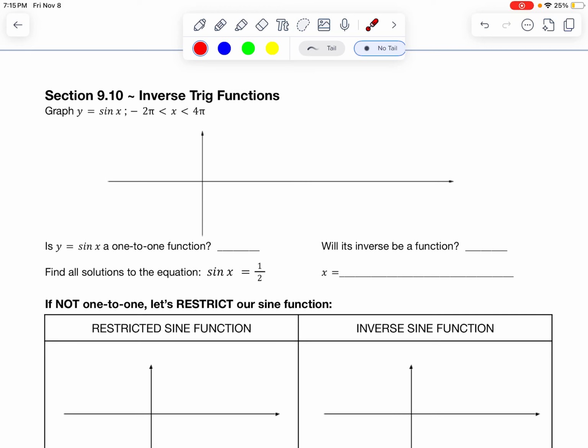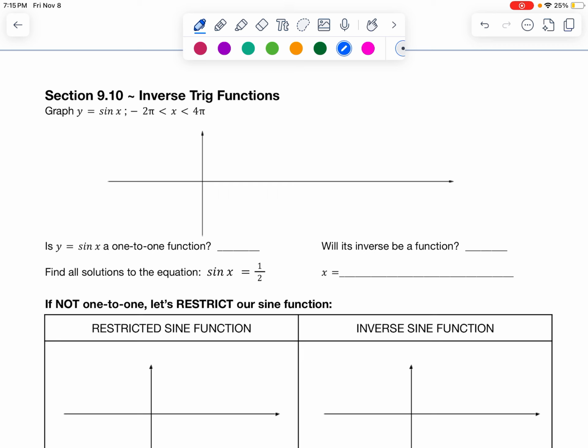All right, let's go ahead and talk about section 9.10, and here we're going to talk about the inverse trig functions. We're going to talk about sine, cosine, and tangent today. The first one is just asking us to graph sine of x if we're going from negative 2 pi to 4 pi.